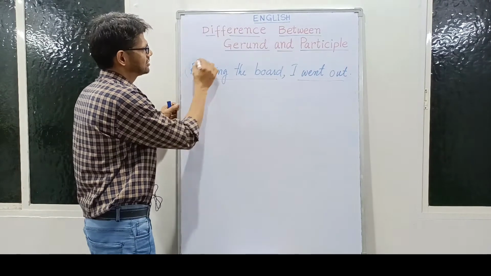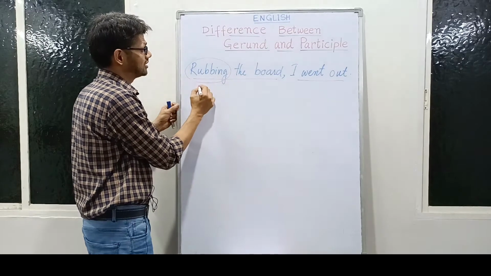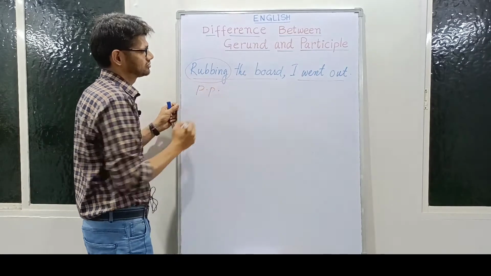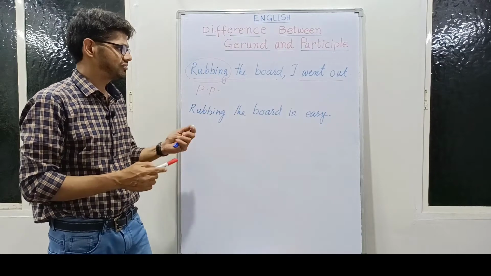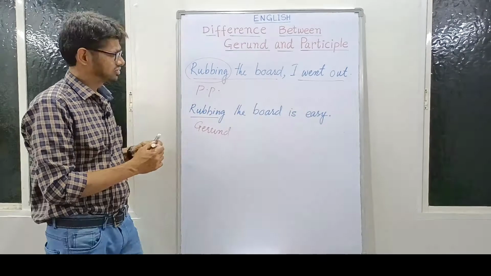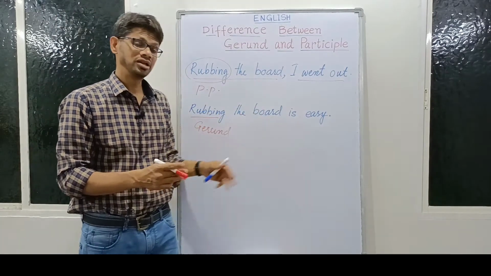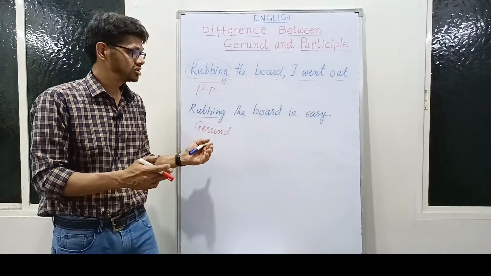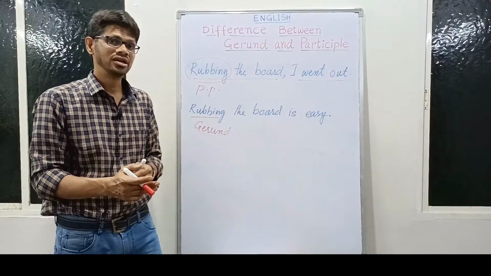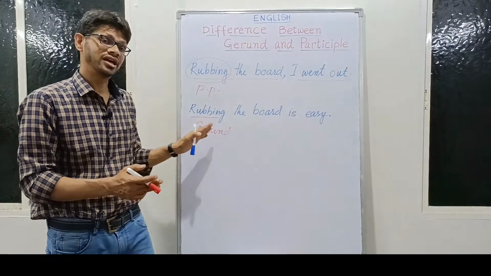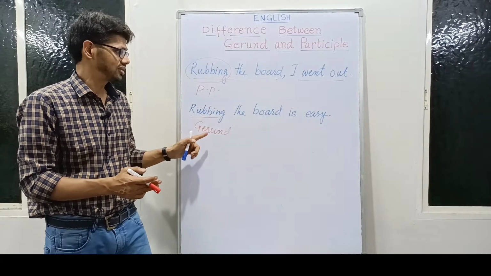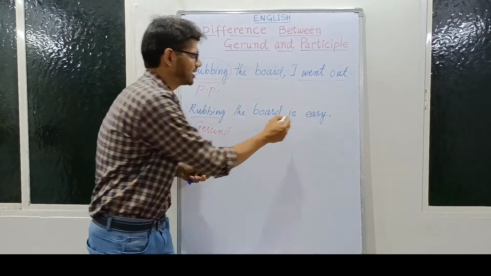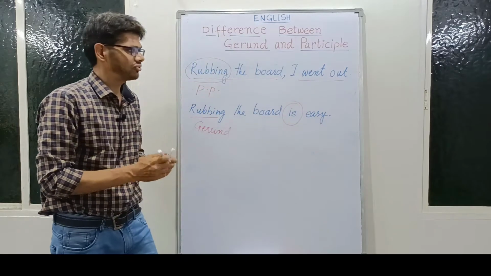This rubbing, we can say, is not a gerund, it is a present participle. So here, rubbing the board is easy for everyone. Here we have only one sentence: Rubbing the board is easy. Board rub करना आसान है. Board rub करना मुश्किल है. So मुश्किल है, आसान है, easy है, difficult है, ये सब तमाम चीज़ें क्या है? Gerund है. Rubbing is a gerund. And here you can easily understand with the help of is.